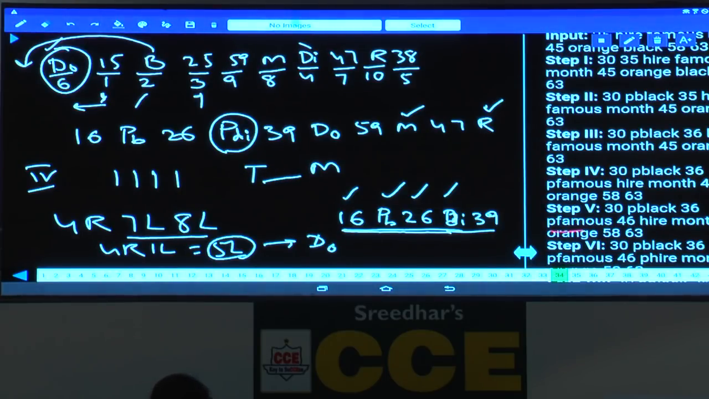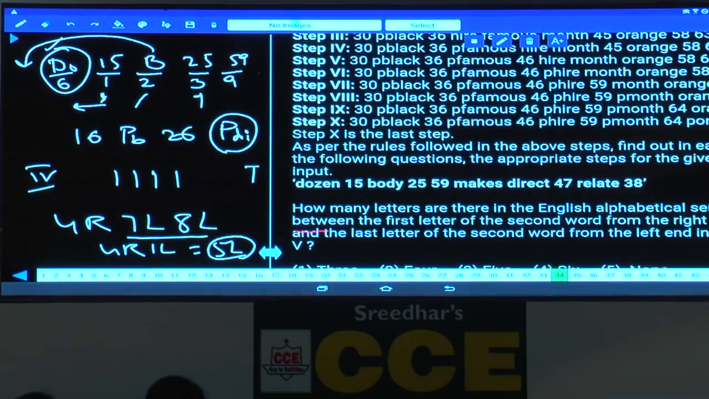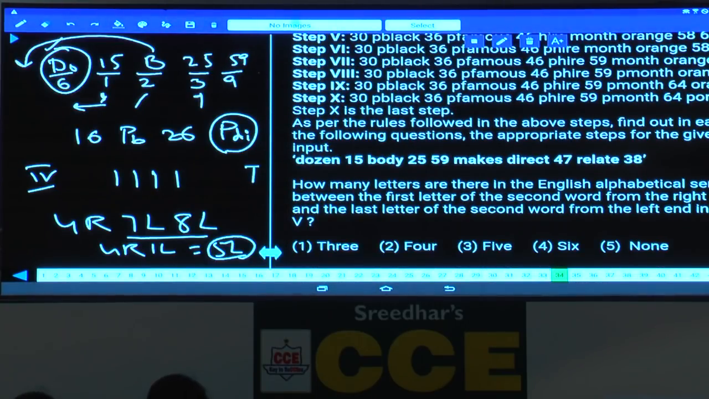Now how many letters are there in between? Direct last letter, and in this M is the first letter. M means makes. Between makes and direct. Makes first letter, direct last letter. How many letters are there in between M and T? N, O, P, Q, R and S. Hence in total we have 6 elements. Now these 6 elements are given in which choice? Choice 4 is the answer. Are you following this one or not? Now without writing the steps, we are working on this one because the number of steps were more.